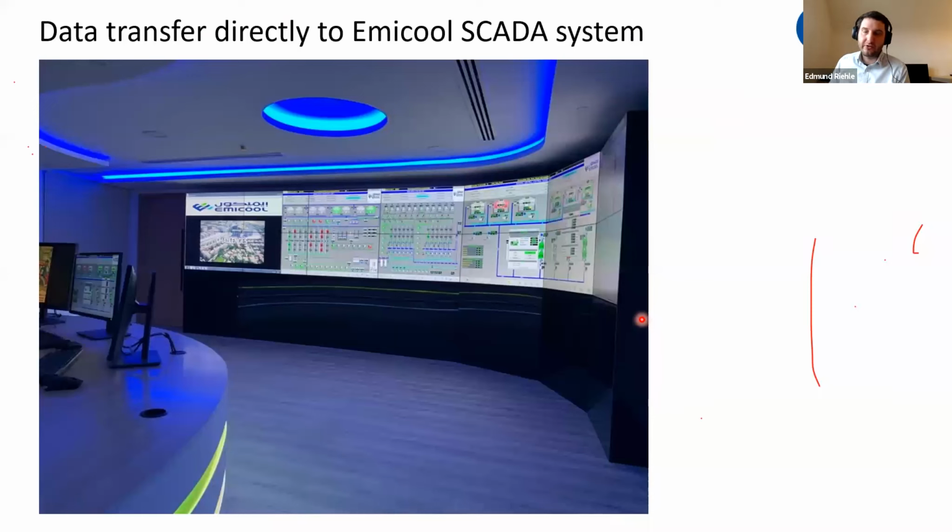Okay, the data transfer, especially from the flow meter and the pressure recording, is directly transferred to the Emicool SCADA system. So it's centralized and accessible by the operators there, and they can immediately react in case there is a burst or major incidents. They see directly what is happening and have that data live in their system. This is a very big advantage, and they can react very, very quickly with this system.